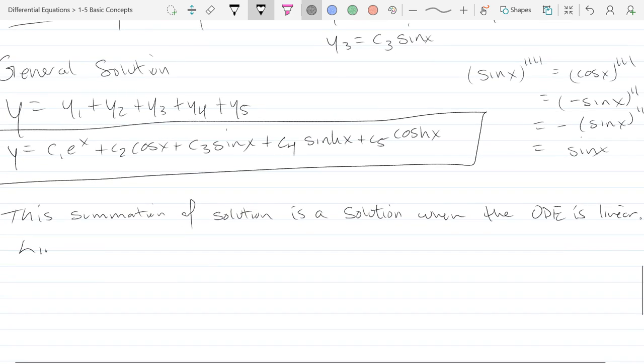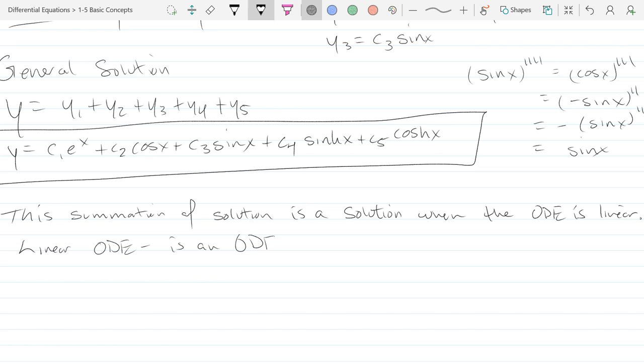So a linear ODE is an ODE, obviously, where all of your y_k are all first powers.